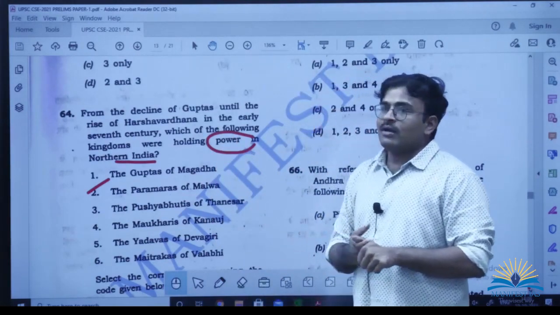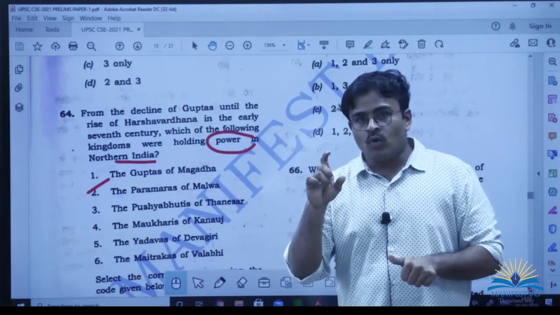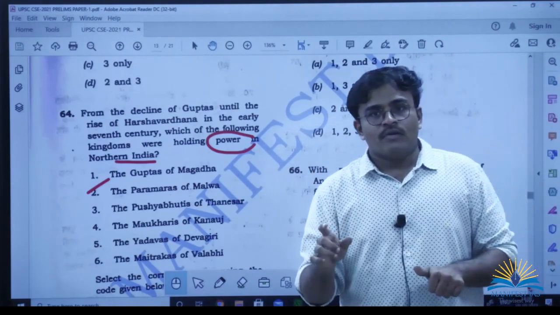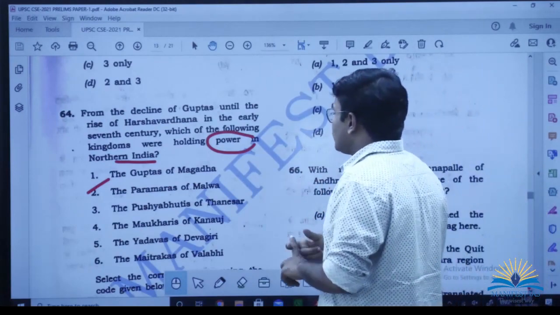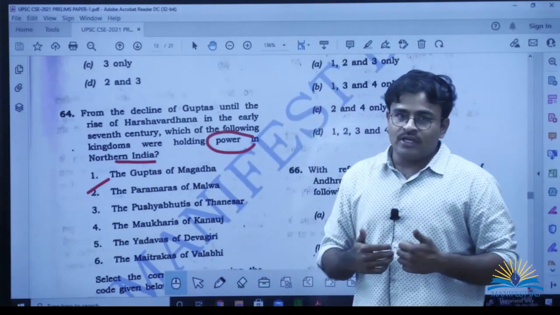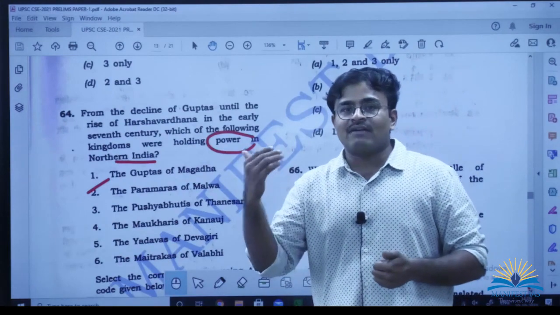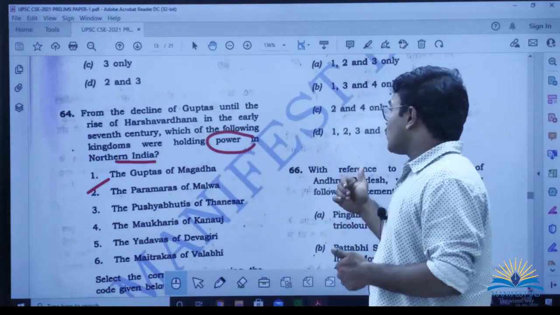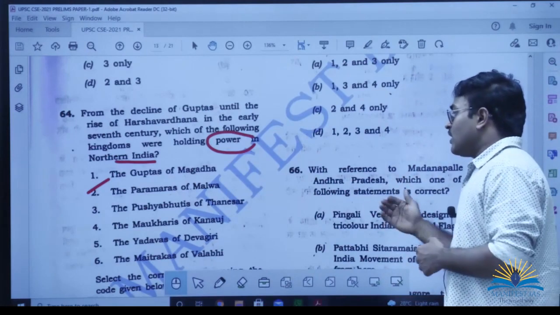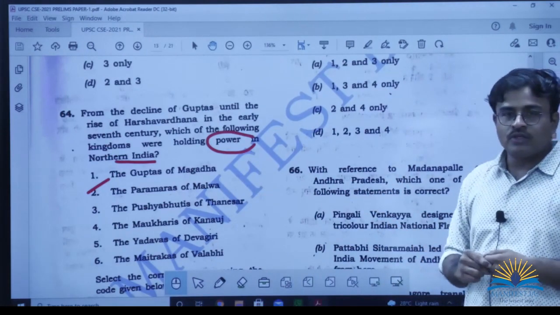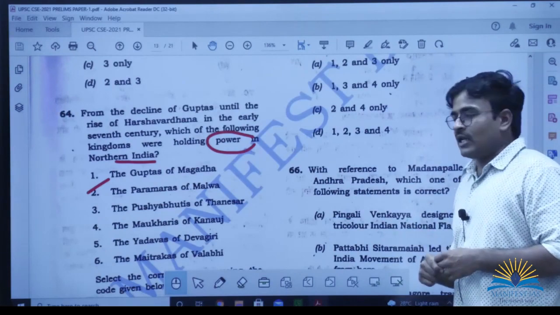The Paramars of Malwa, they emerged post Gurjara Pratiharas, which is post Harshavardhana. So Paramars of Malwa, they are not present at this point of time. Pushabhutis of Thanesar is the dynasty of Harshavardhana himself. So his father and grandfather were ruling from the place called Thanesar. Then after that we had the Maukaris of Kanauj. Yes, definitely they were ruling from their capital at Kanauj.